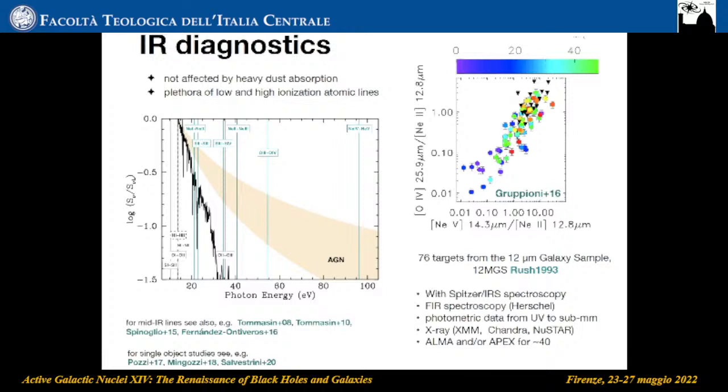You can see here an example of diagnostic diagrams from Gruppioni 2016. These are 76 targets from the 12 micron galaxy sample. They have homogeneous Spitzer infrared spectroscopy plus a plethora of multi-wavelength data available.